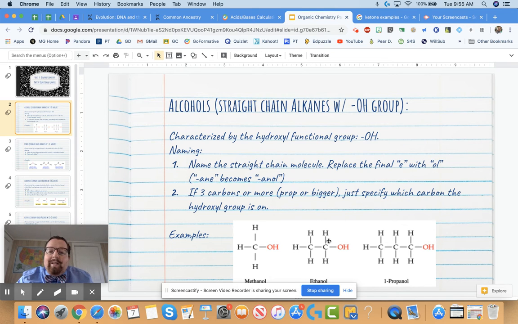For ethanol, either carbon we put it on is going to be carbon number 1, so we just call it ethanol. But then any more than that, like propanol here, we have to specify because we have a choice. We can have it on the carbon at the end, that'd be 1-propanol, or if we had an OH here in the middle, that would be 2-propanol because it's on the second carbon.